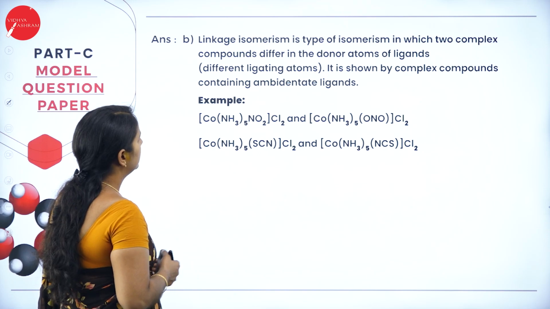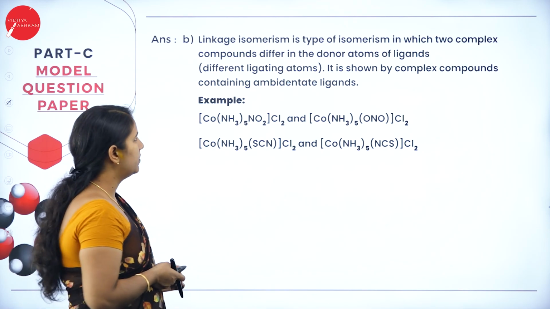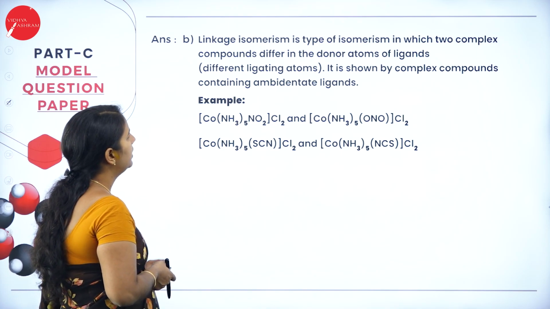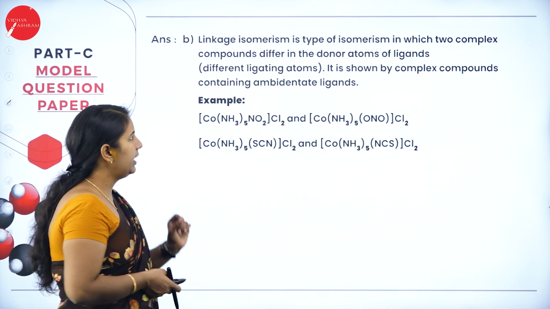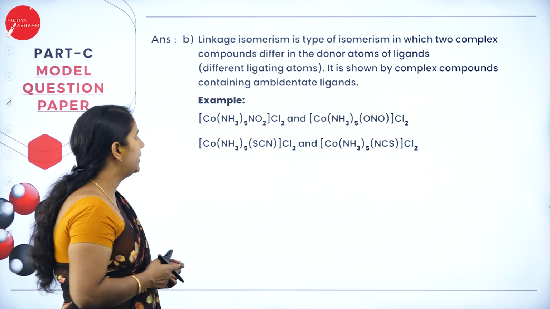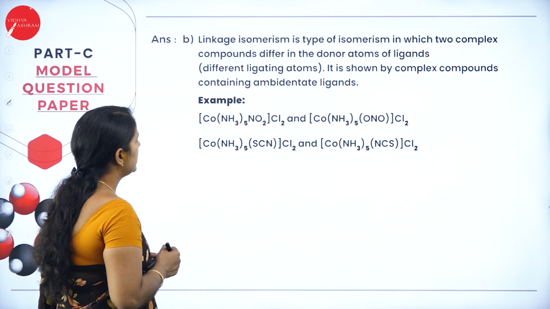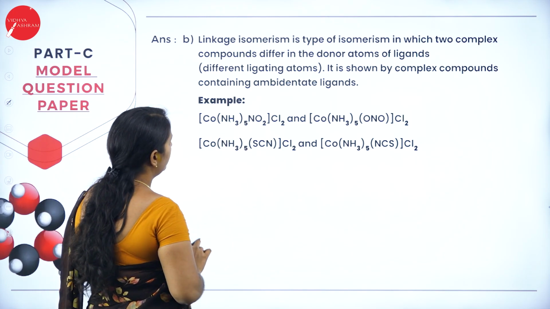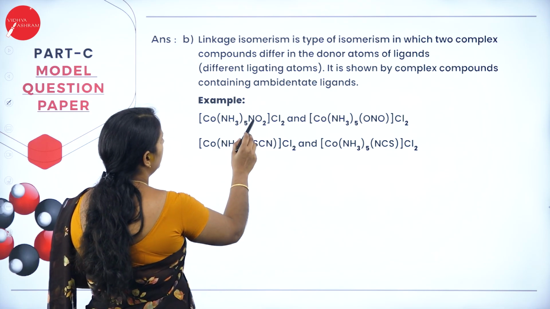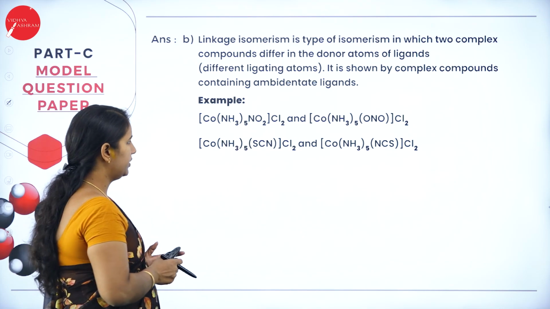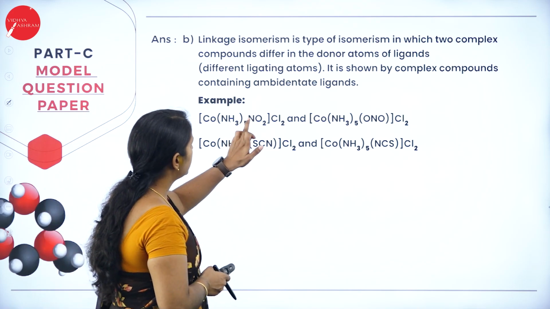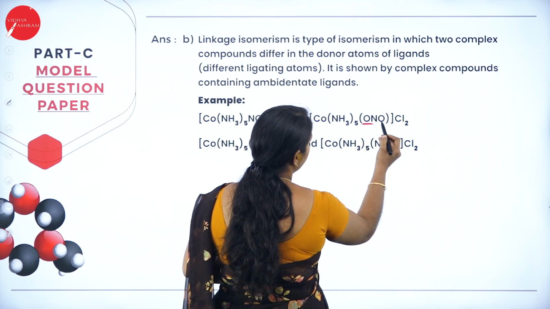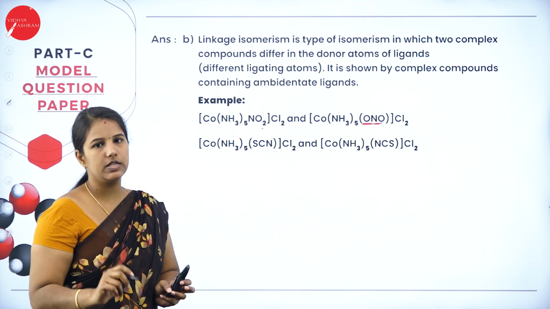Next question, you have to know the linkage isomers. Linkage isomers are a type of isomers in which 2 compounds differ in the donor atom of the ligand, and these donor atoms are nothing but ambidentate ligands. You can see here the examples I have written, with the NO2 nitrito ligand, which can be ligated through the oxygen atom or through the nitrogen atom. Those ligands are known as what?